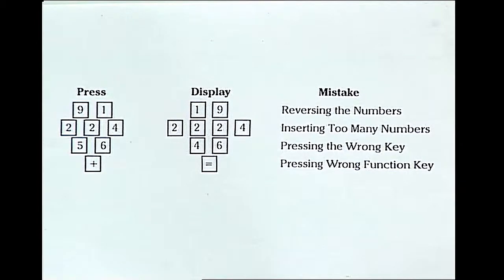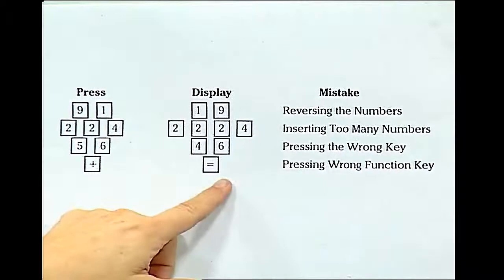A third common mistake is pressing the wrong key. If you're not looking at the keypad when you enter data, you might think you've put in 56 only to find you've actually entered 46. And finally, you want to be very careful in the function keys. The plus and the equal sign are very close together, so you want to make sure that you've actually hit the plus sign when you intend to hit the plus sign. Otherwise, you might have inadvertently put an equal sign in.